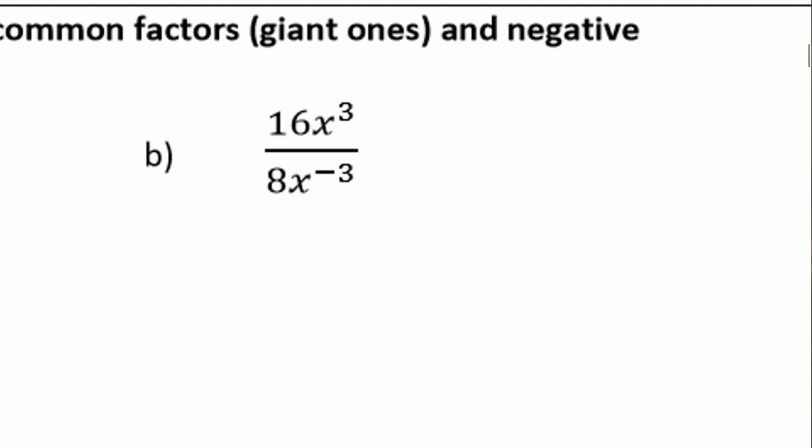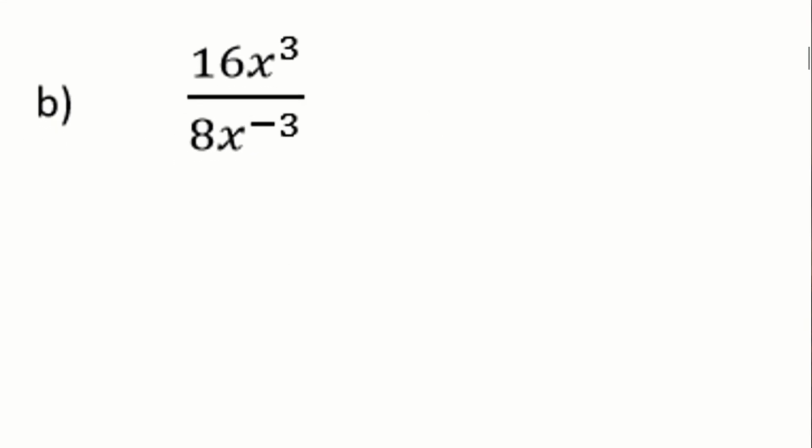Let's look at part b. The first thing I'm going to do is clear the negative exponent. It's not always the first thing I do, but I'm going to do it here. Be careful, x to the third over x to the negative third is not a giant one, but I'm going to multiply by a giant one to get rid of the negative exponent. I am going to multiply both the numerator and the denominator by three factors of x to the positive third.